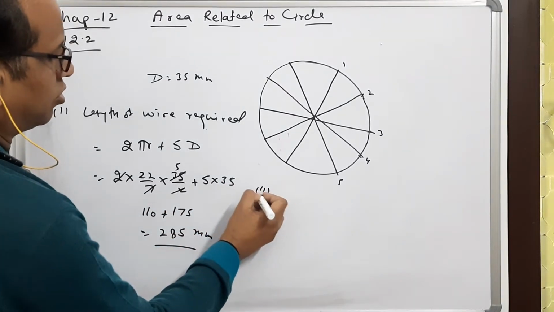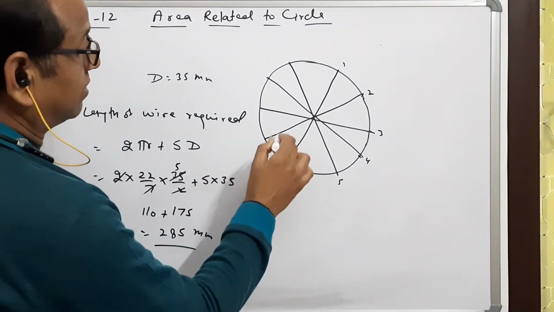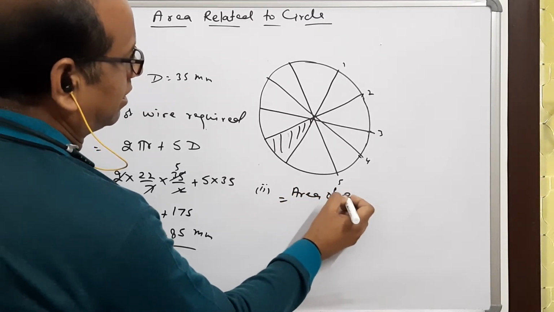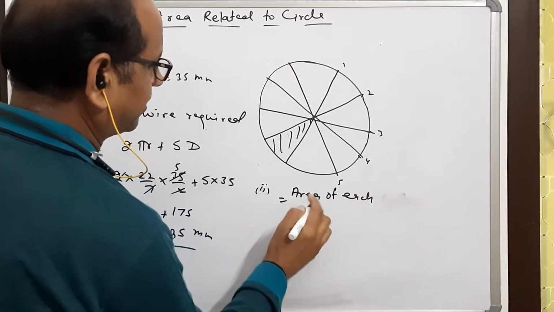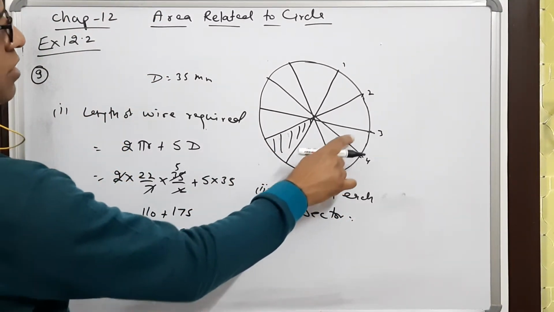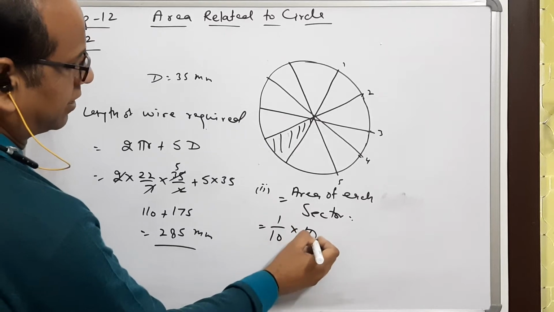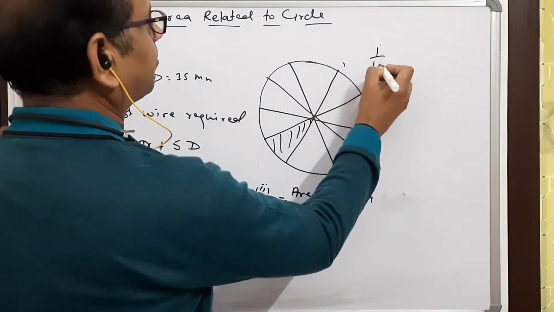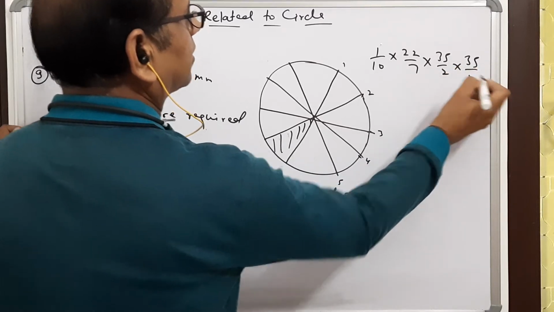Now the second part is what is the area of each sector. Now you see this sector. So area of this sector, area of each sector. You see it is clear with the diagram. It is clear with the diagram that it is 1, 2, 3, 4, 5, 6, 7, 8, 9, 10. So this area will be 1/10 of the area of the circle. So it is 1/10 into 22/7 into 35/2 and 35/2.